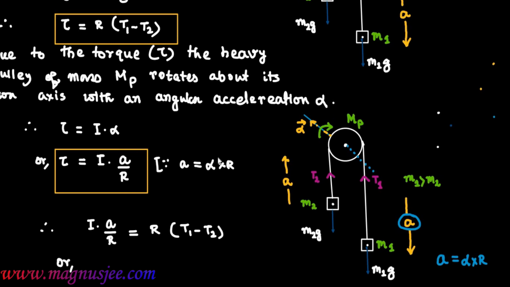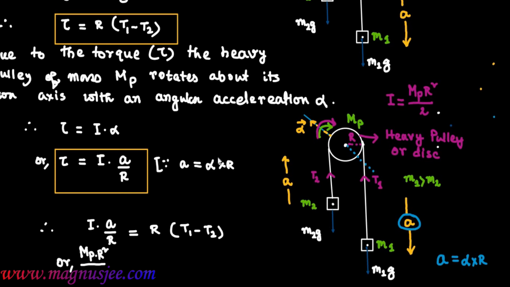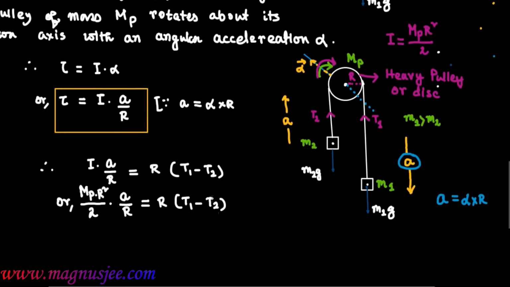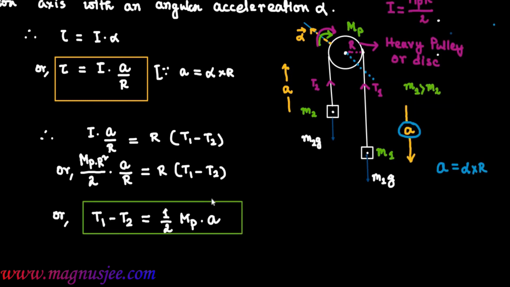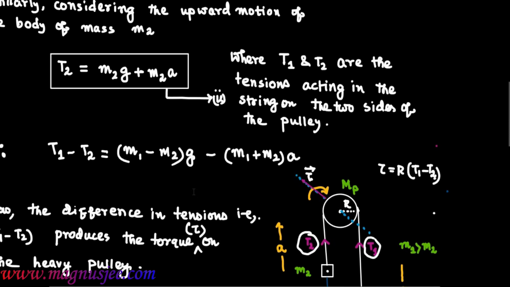In this case, this is the heavy pulley of mass Mp, or disc. Heavy pulley means disc. The pulley rotates about its own axis, and r is the radius of the pulley. The moment of inertia is Mp r square divided by 2, where Mp is the mass of the pulley. So in place of I, we can write Mp r square divided by 2, times a by r, equals r times (T1 minus T2), or the difference in tension, T1 minus T2, equals 1 by 2 Mp a.